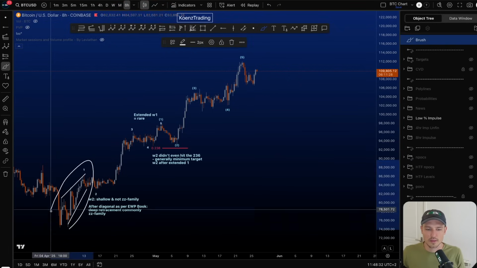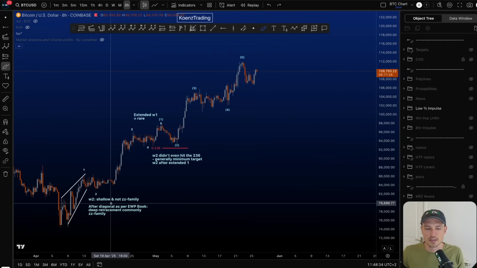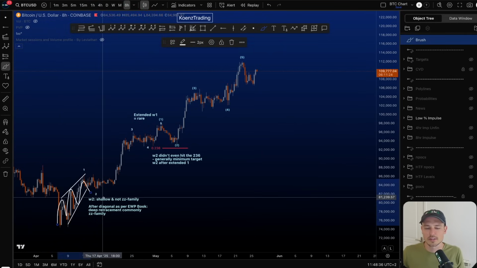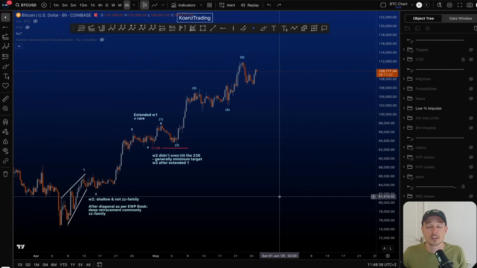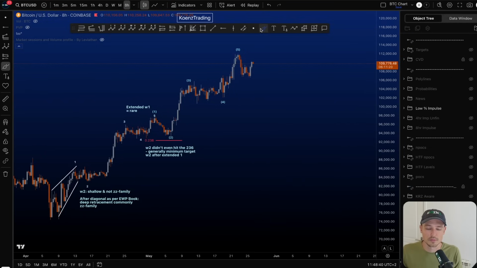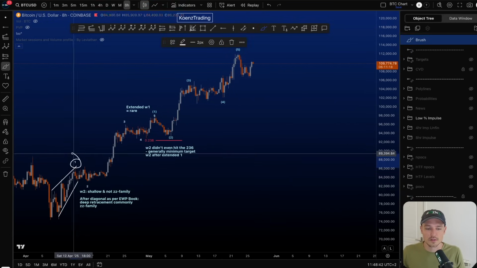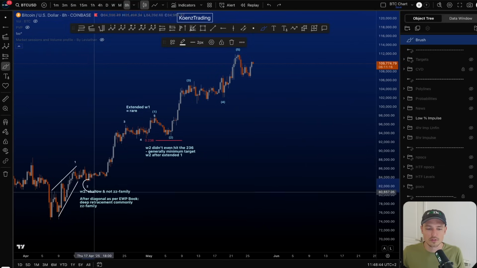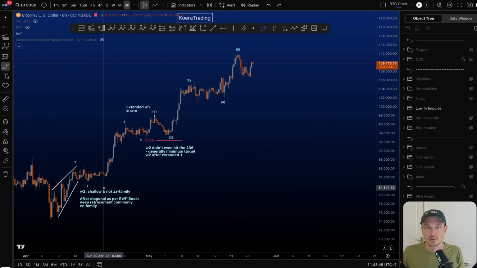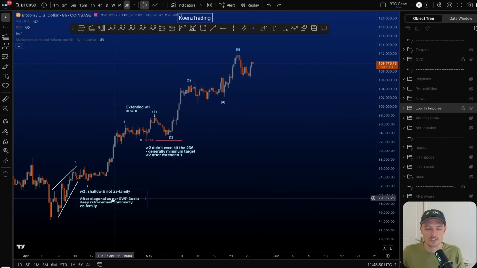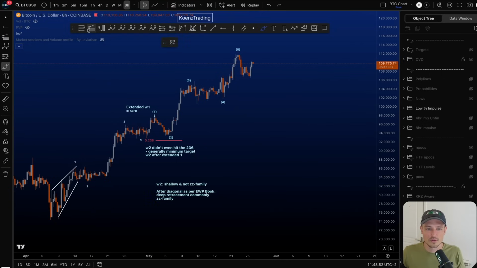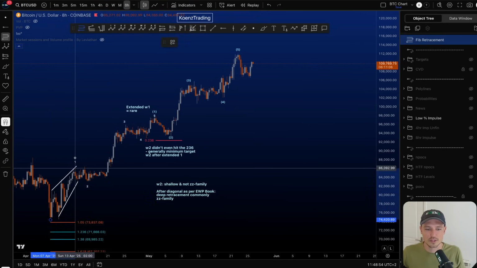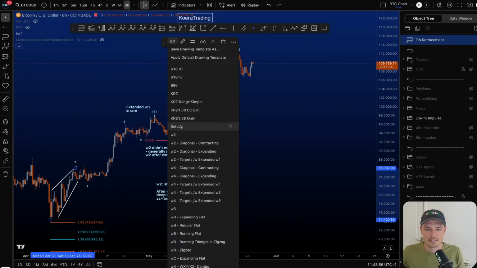First of all, a diagonal to the upside has lower probabilities than counting a multi-1-2. This is literally written in the Elliott Wave Principle book. After a diagonal in a wave 1, you also like to see a deep wave 2, which by far most commonly is a zigzag family structure.